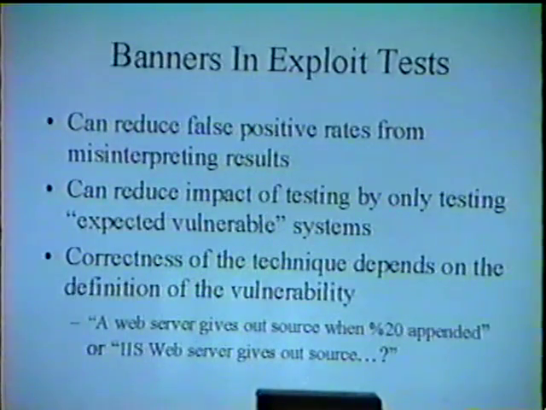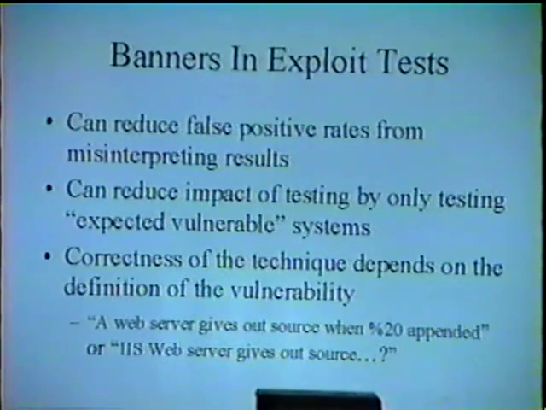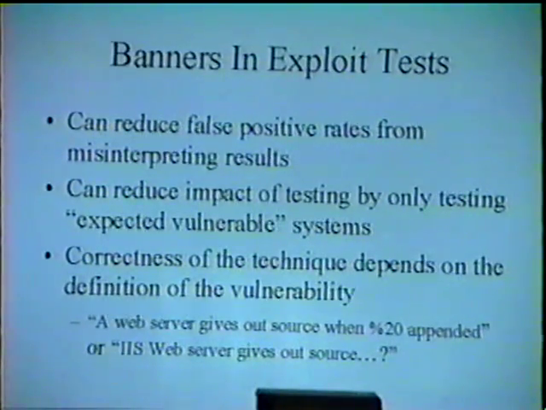So oftentimes when doing an exploit test, people will want to look at banners. And looking at banners is an interesting thing in exploit tests because it really boils down to our cheating and not accepting a strict definition of vulnerability. At the bottom of the page here, we've got two different definitions of a vulnerability. One is a web server gives out source when %20 is appended to the URL. And the other definition of a vulnerability is the IIS web server gives out source when %20 is appended to the URL. It's not clear which is the right definition of the vulnerability.